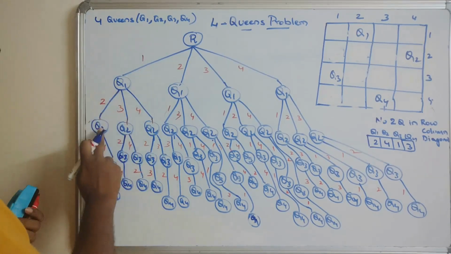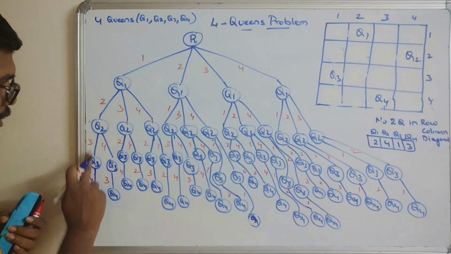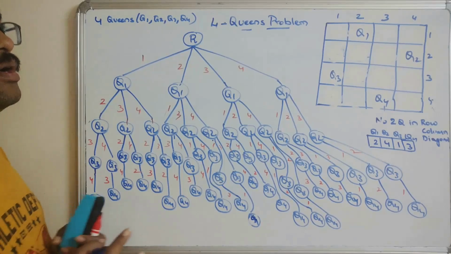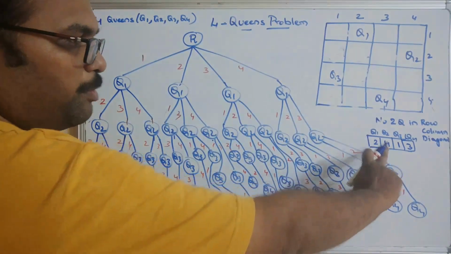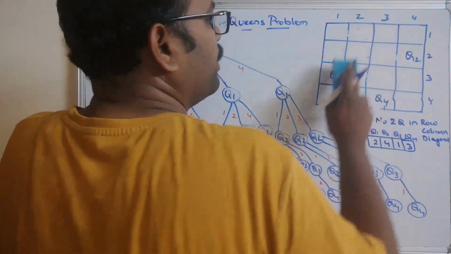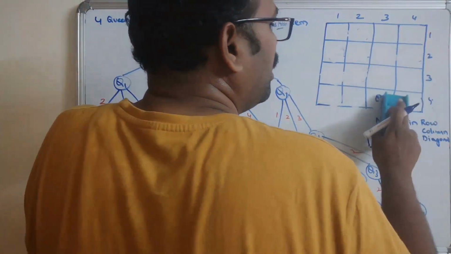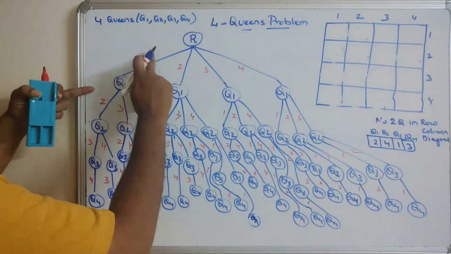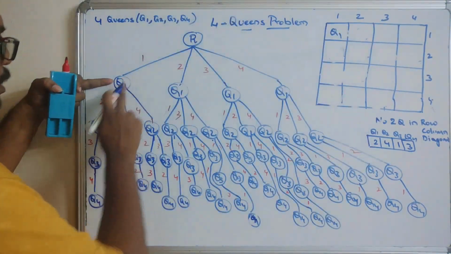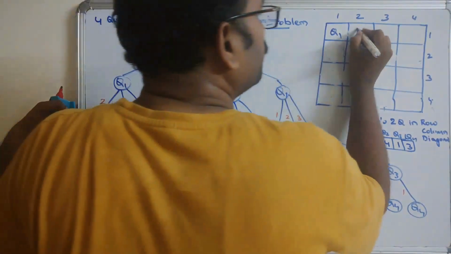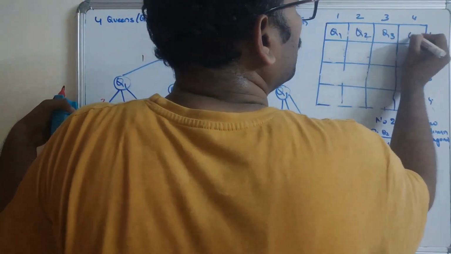1 in Q1, 2 in Q2, 3 in Q3 and 4 in Q4. So we can check all the possibilities here, right? So let us check these possibilities. For example, consider this one by using the state space tree. How can we find out? See, first possible path 1, 2, 3, 4. So placing Q1 at 1, and 2, 3, 4 in Q2, Q3, Q4.